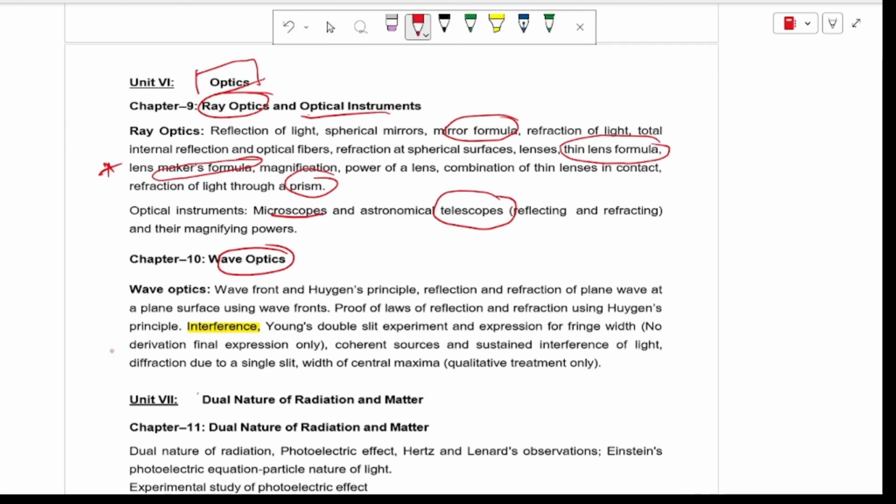And in wave optics, we will study Huygens principle, then interference, the double slit experiment and its fringe width, and diffraction due to a single slit experiment.